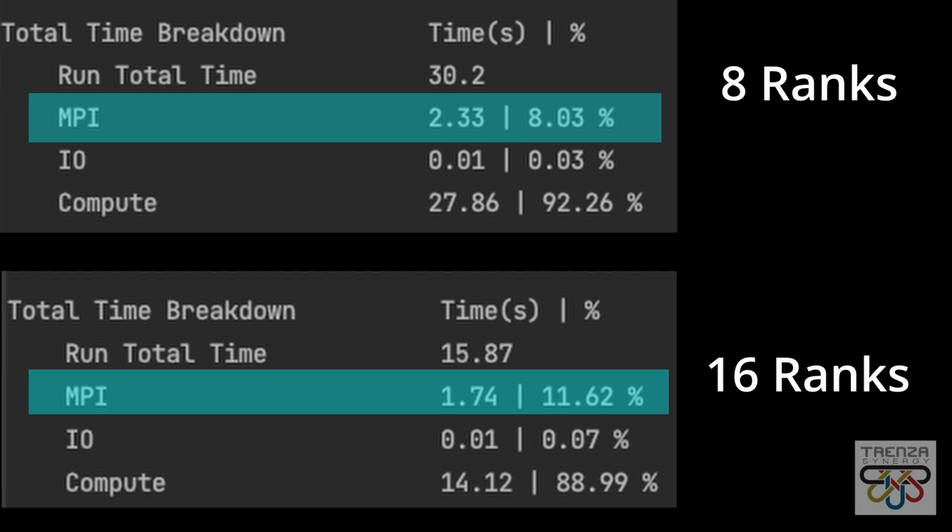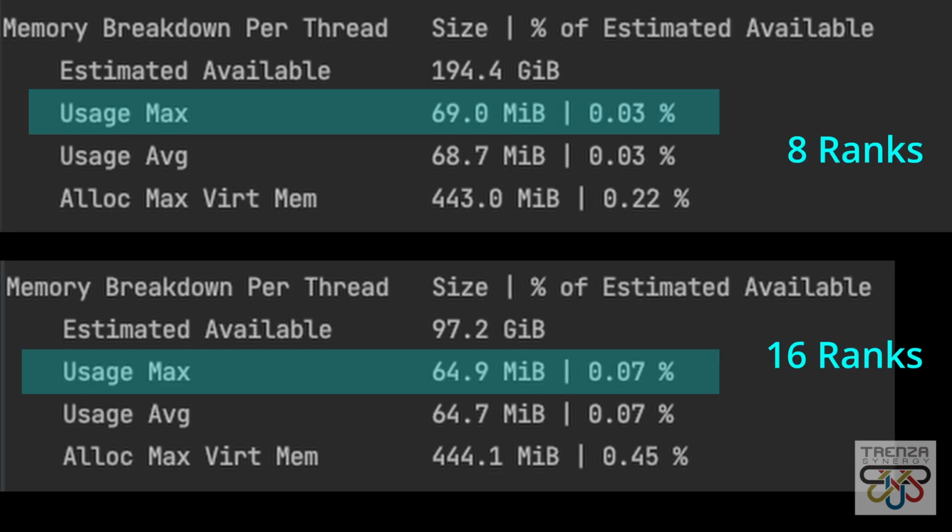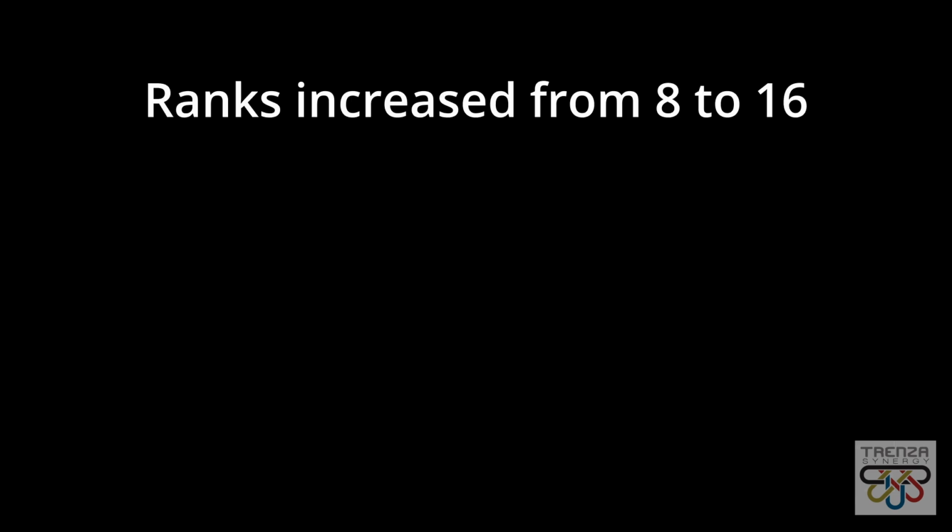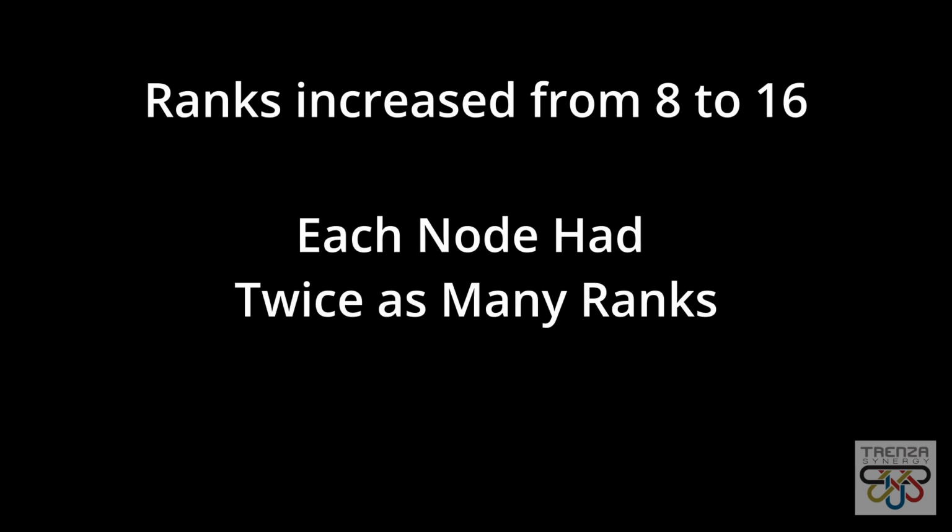More time is being spent passing data from rank to rank instead of performing computations. The memory usage between the two runs was pretty similar. The average maximum memory usage for a thread in the 16 rank run was actually slightly less than the average maximum memory usage for a thread in the 8 rank run. However, since there were twice as many ranks in the 16 rank run than there were in the 8 rank run, each node had 2 ranks instead of 1.